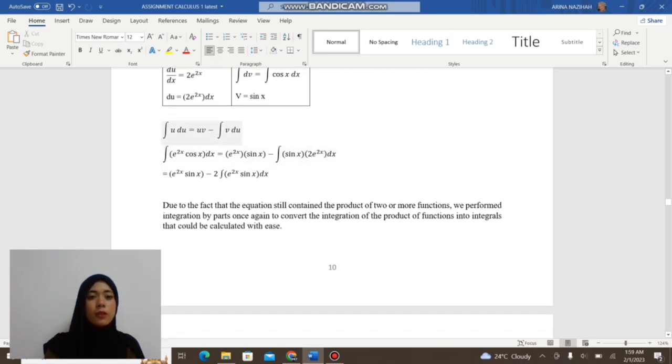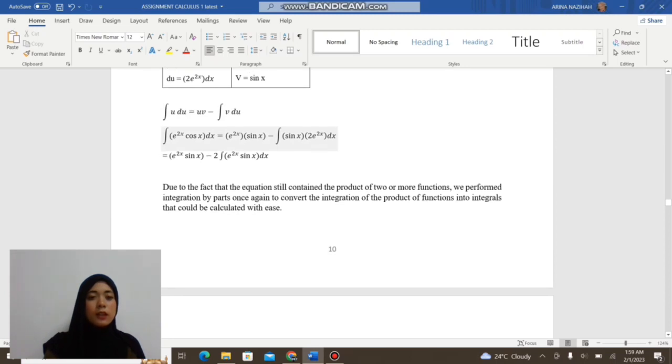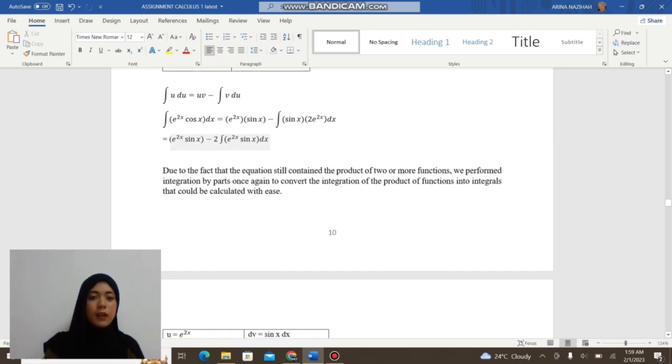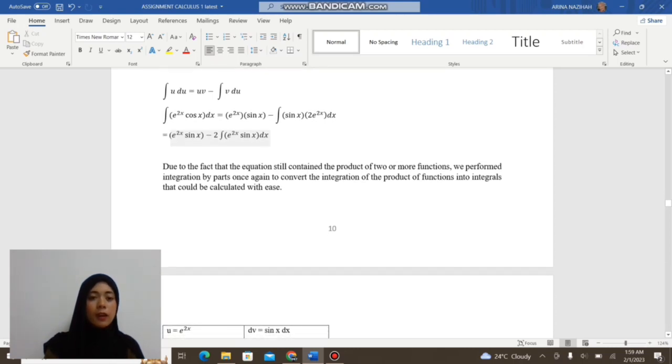So the integral of u dv equals uv minus the integral of v du. So the integral of (e to the power of 2x cos x) dx equals (e to the power of 2x)(sin x) minus the integral of (sin x)(2e to the power of 2x) dx. And the result is e to the power of 2x times sin x minus 2 times the integral of e to the power of 2x times sin x dx.